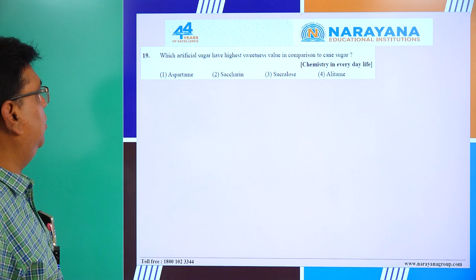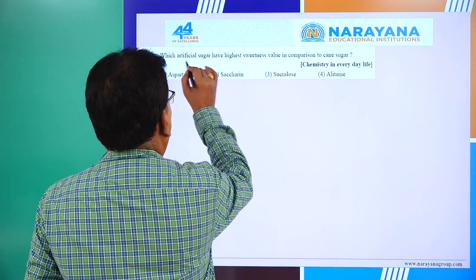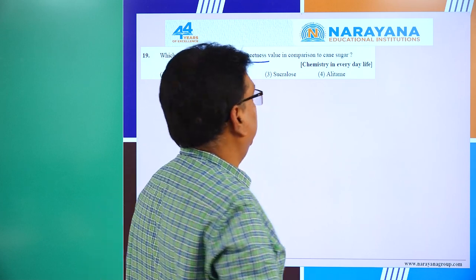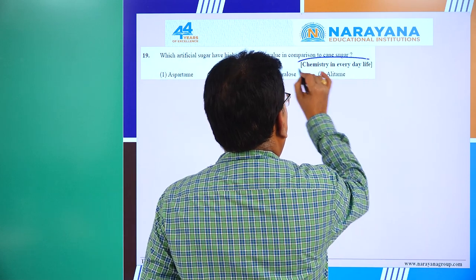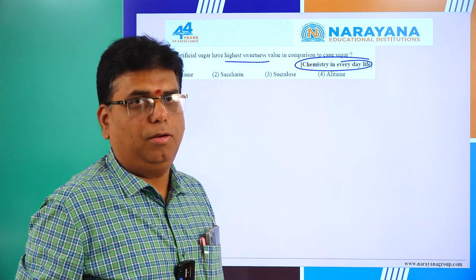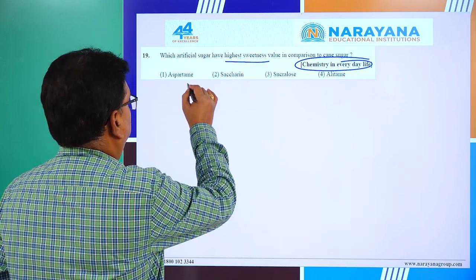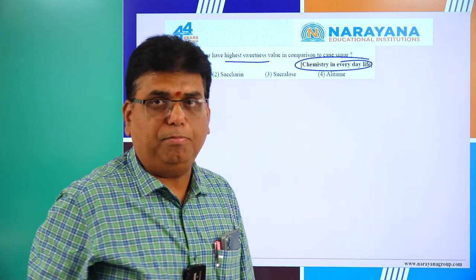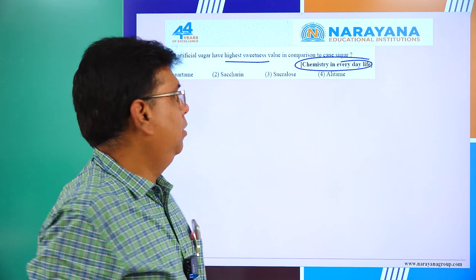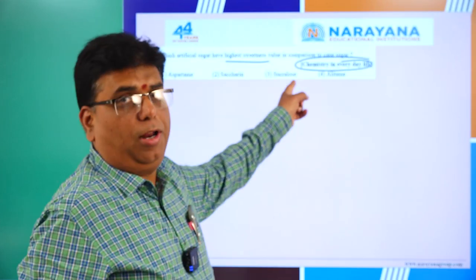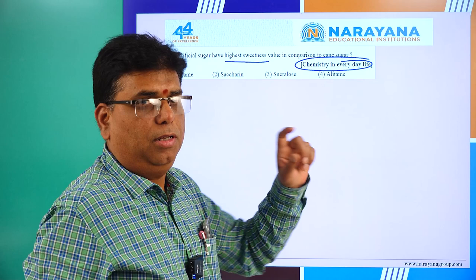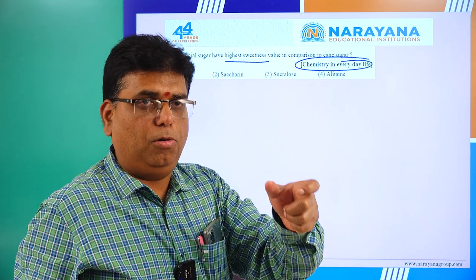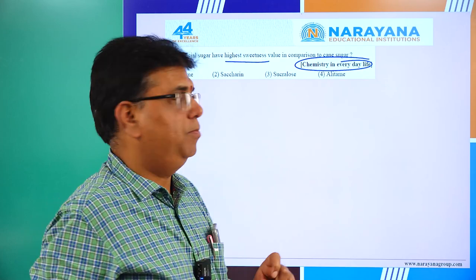Which artificial sweetener has the highest sweetness value? This is from the chapter Chemistry in Everyday Life. Okay, given are aspartame, saccharin, sucralose and alitame, right. This is purely memory based. In the NCERT textbook we have the values given. From the values we have to write the order.